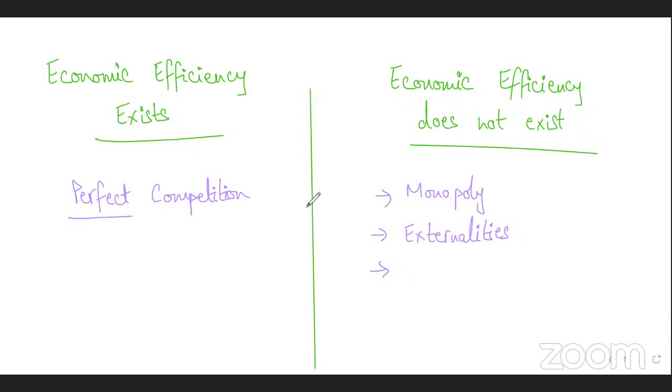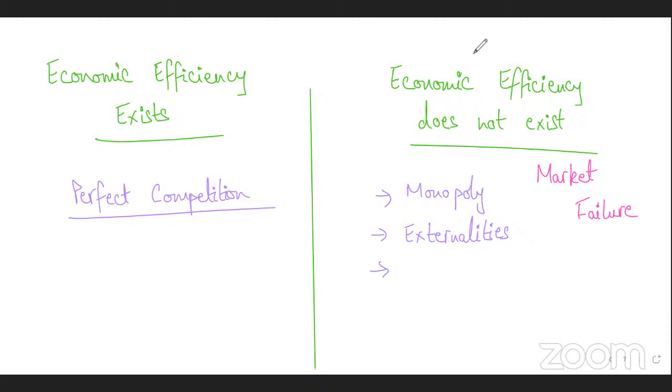Now, the scenario where economic efficiency exists is perfect competition, and scenarios where economic efficiency doesn't exist are known as market failure. What are these known as? These are known as market failure. Why do we call it market failure? Because the market has failed to achieve economic efficiency. That is how you should remember this. So when the market has failed to achieve economic efficiency, we call it market failure, right?